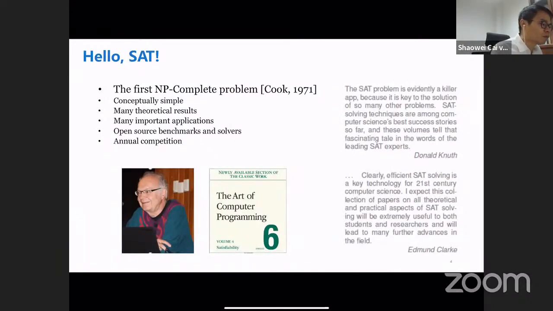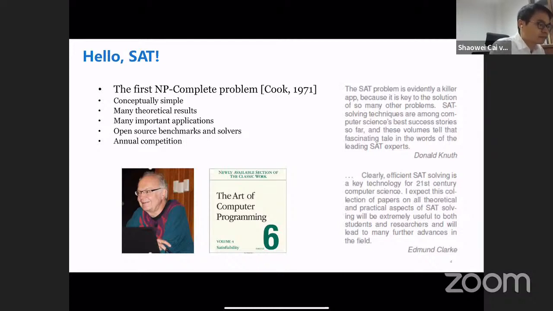Okay, so why SAT? SAT sits at the core of constraint solving. As we know, it is the first NP-complete problem, and it is conceptually very simple, and we can easily understand it according to its definition. Despite its simplicity, we have many important theoretical results and many important applications. Also, we have open source solvers, we have the code, and we have benchmarks on the SAT competition website. That motivates more and more young people to join this community and contribute.